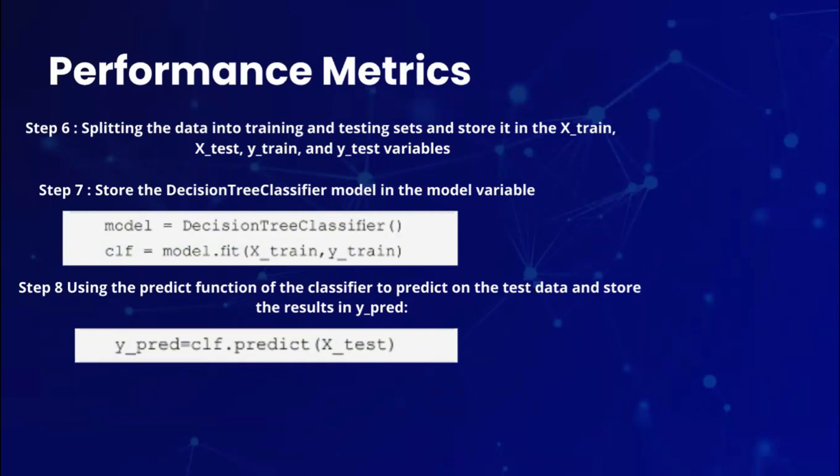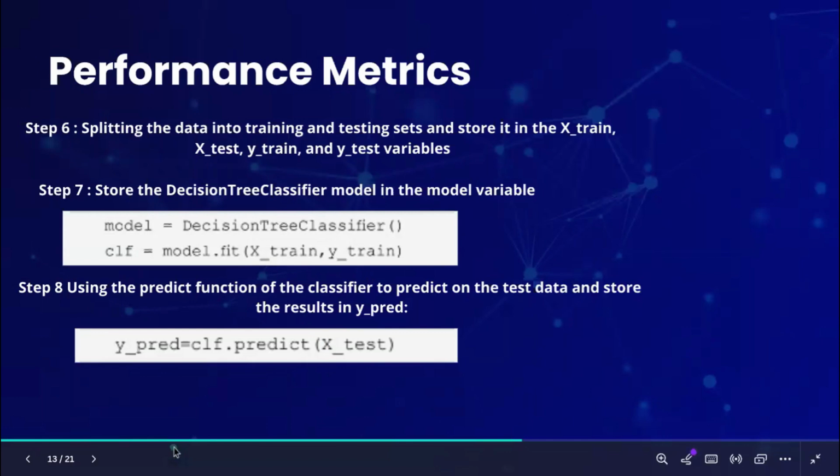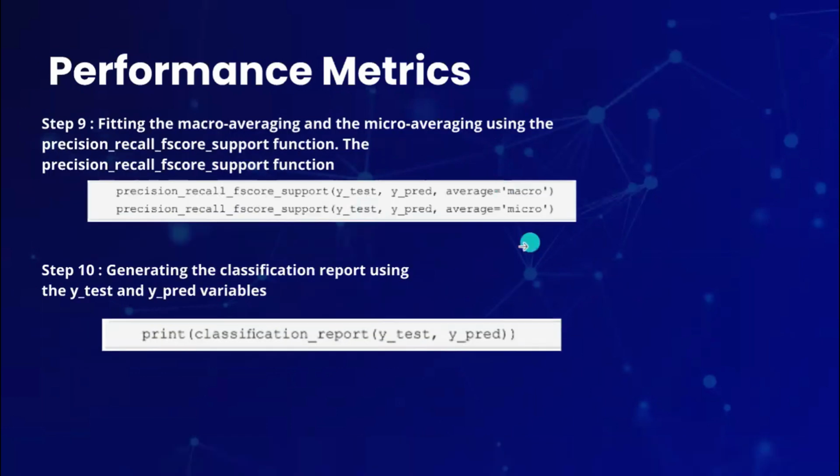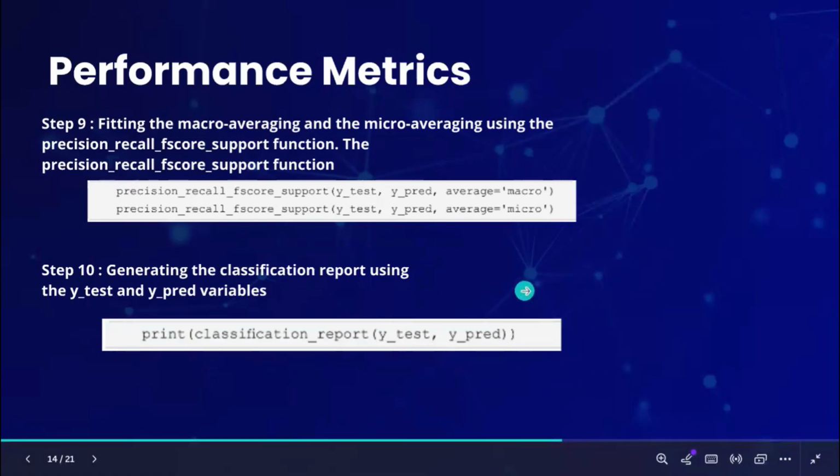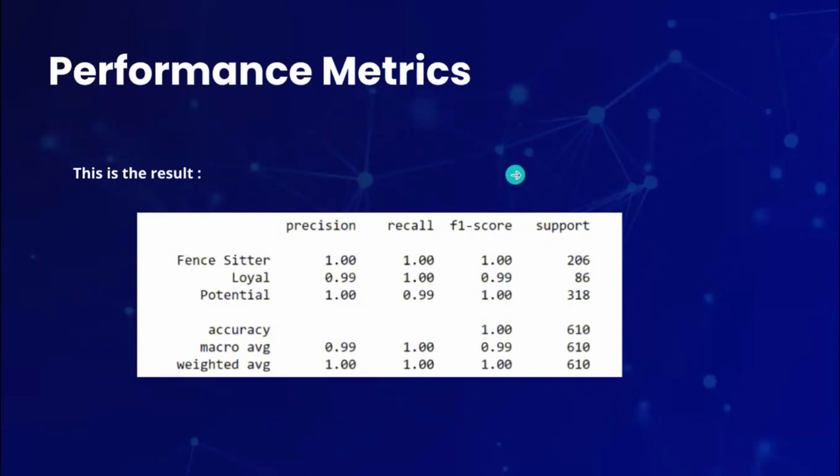And for step 8, we plot the confusion matrix. A confusion matrix is created with confusion_matrix to compare actual and predicted labels. To enhance interpretability, the matrix is visualized as a heat map, highlighting the model's performance for each class. So for step 9, we're computing the macro averaging and the micro averaging using the precision_recall_fscore_support function. And for step 10, we're generating the classification report using the y_test and y_pred variables. So we have these results.